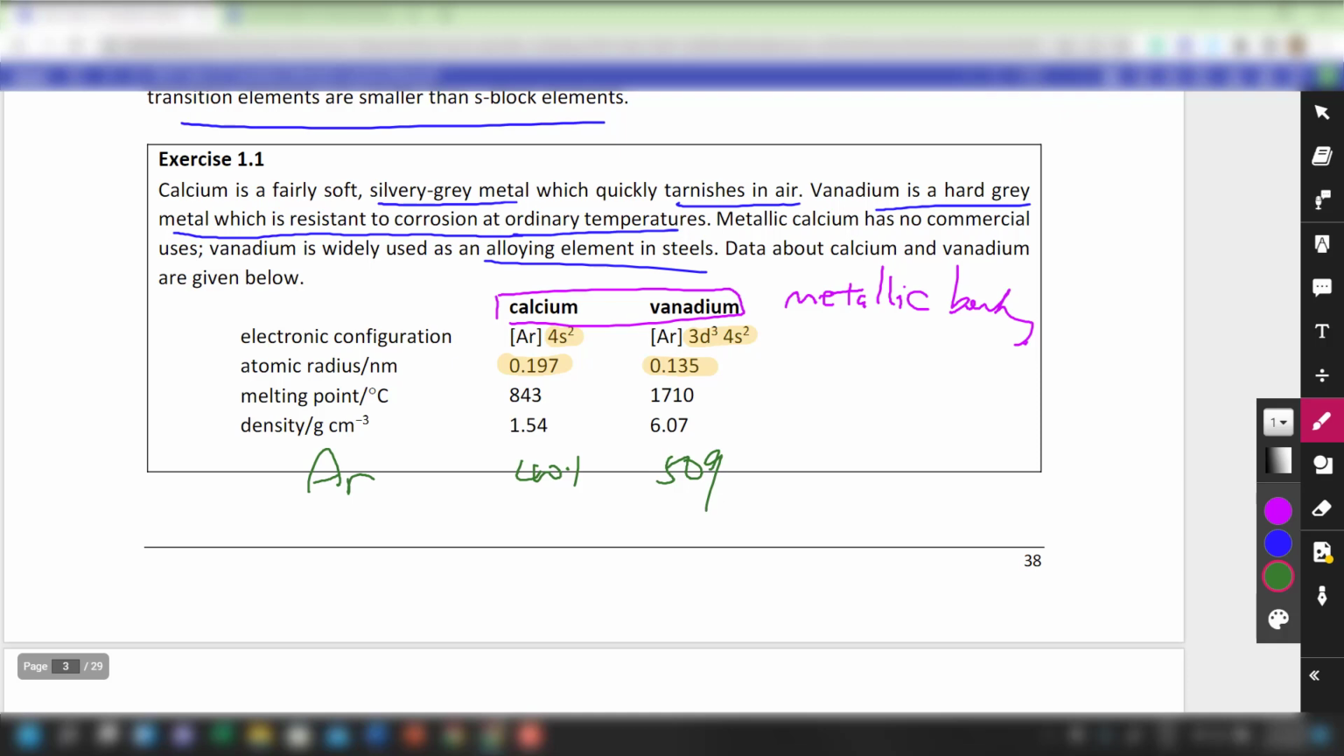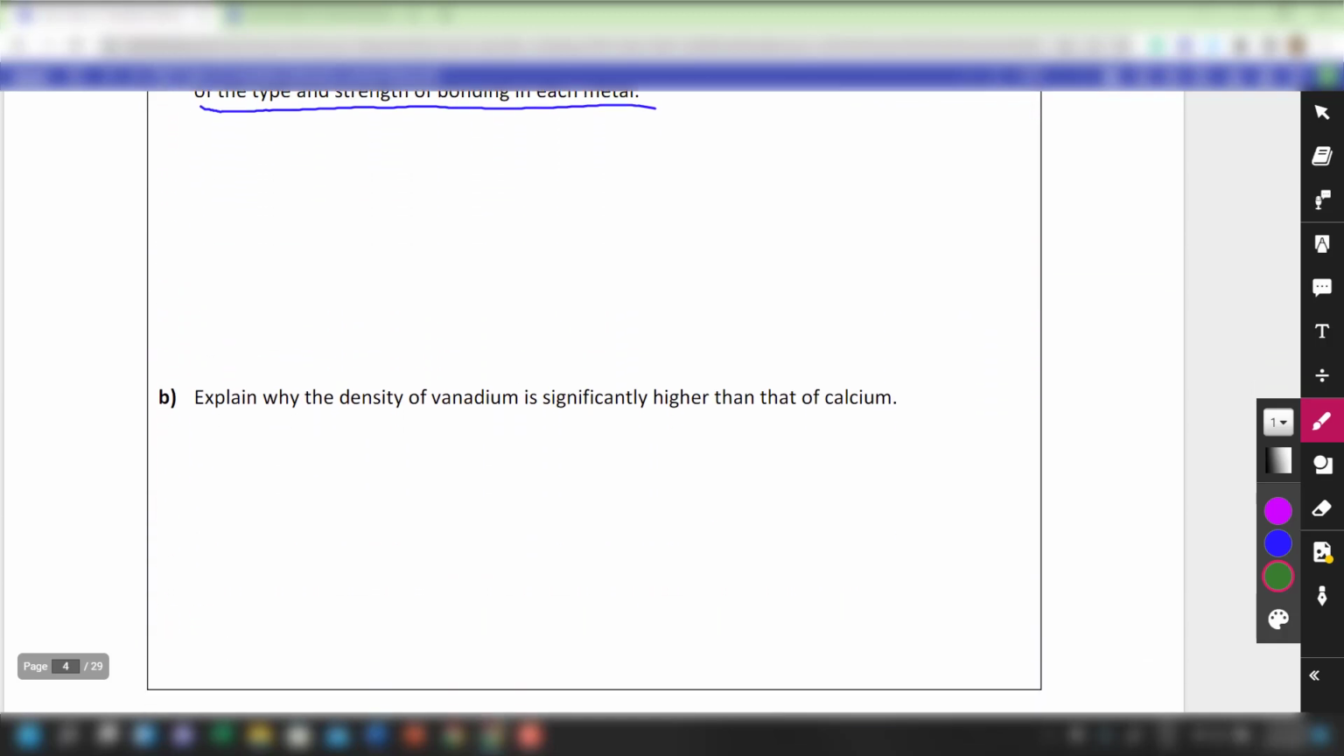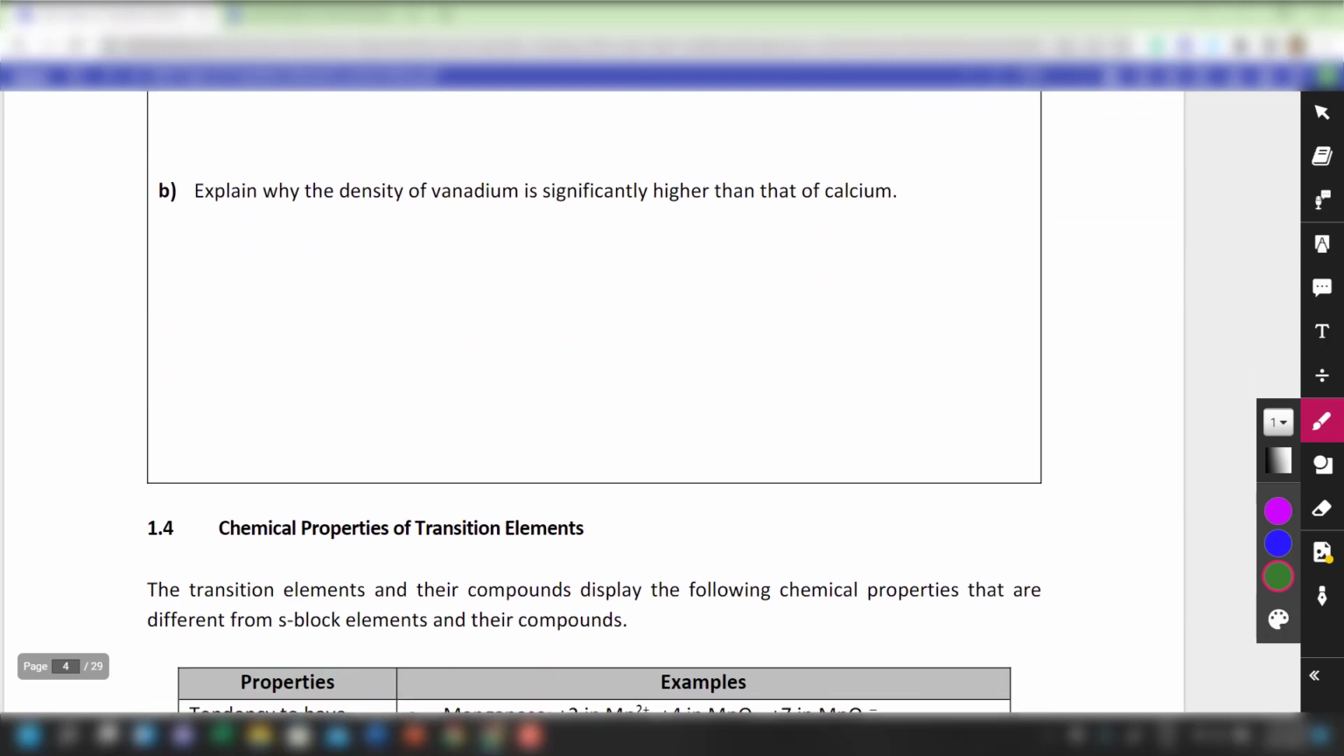Why is it that I can pack more vanadium into a unit volume? The reason is because the vanadium atomic radius is significantly smaller than that of calcium. Therefore per unit volume I can pack more vanadium, and at the same time the mass of the vanadium atom is greater than that of calcium. So the mass per unit volume of vanadium is likely to be greater than that of calcium, and that explains why the density of vanadium is greater than that of calcium. So we have attempted A and B.